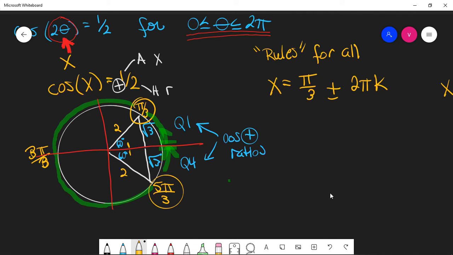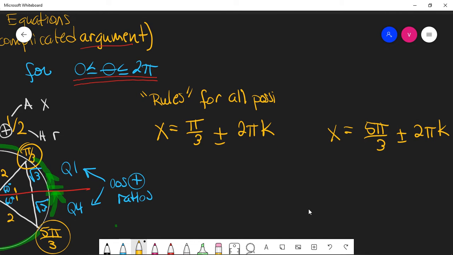For all possible angles, okay? So just write the rules first and I'll show you why.